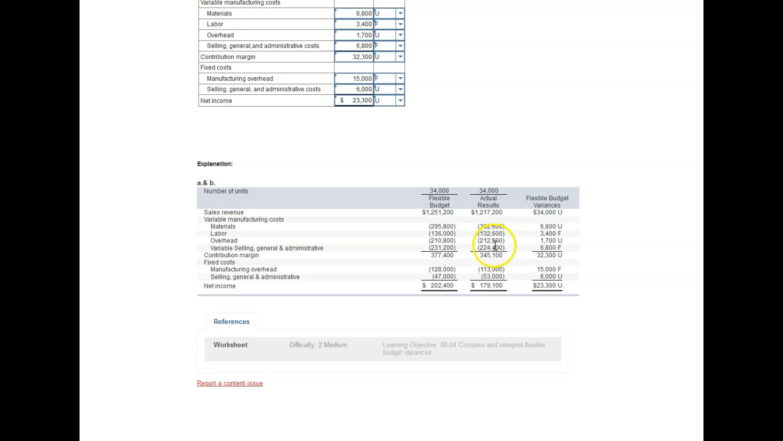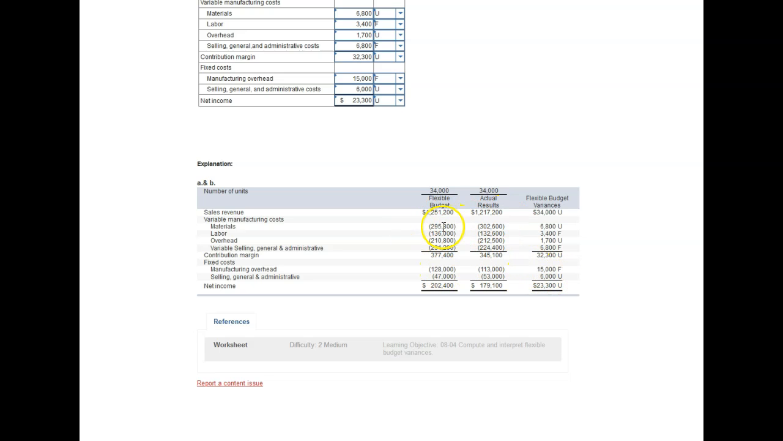Labor. We actually spent $132,600 on labor. At this level, we expected to spend $136,000. The actual cost was less than the budget, less than expected. That's favorable. Find the difference, $3,400, favorable. Do the same for each of these and reason it out. Our contribution margin is less than what we budgeted, unfavorable. Drop down to here. Net income, less than we budgeted, unfavorable. For this fixed cost, we paid less than what we expected, that's favorable.